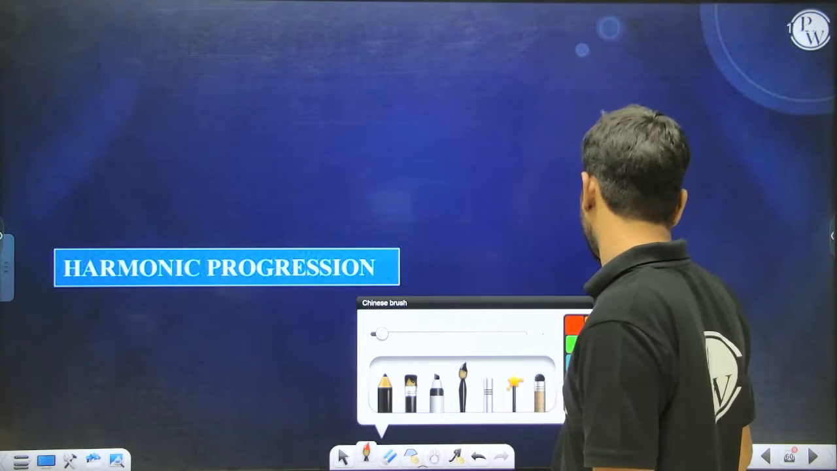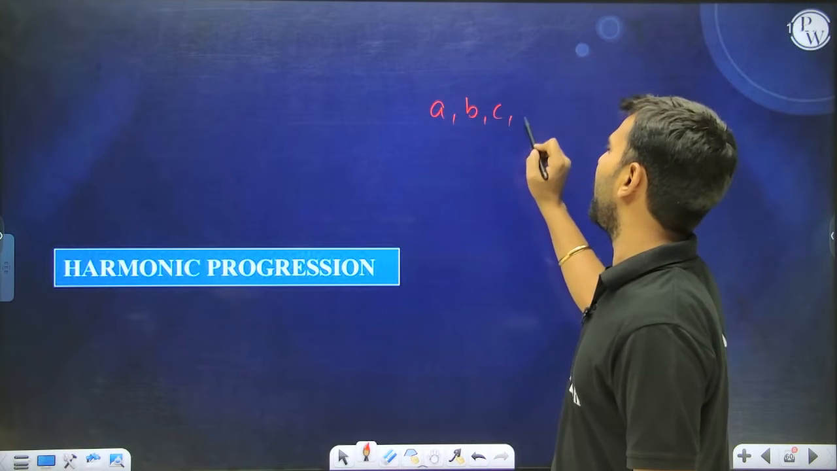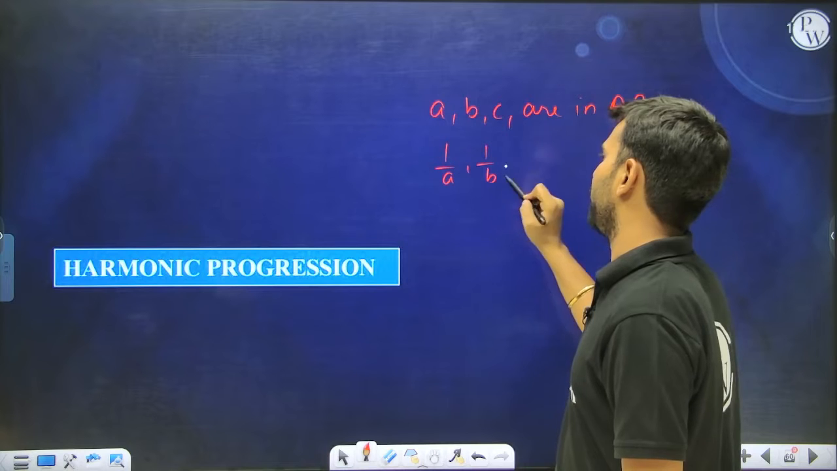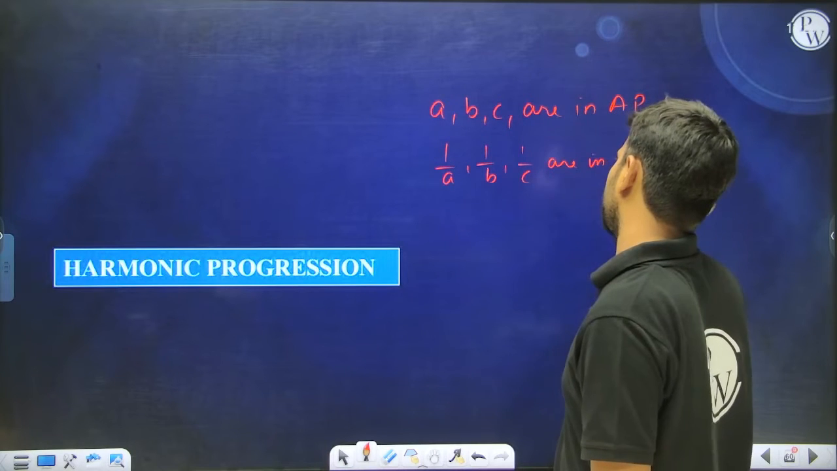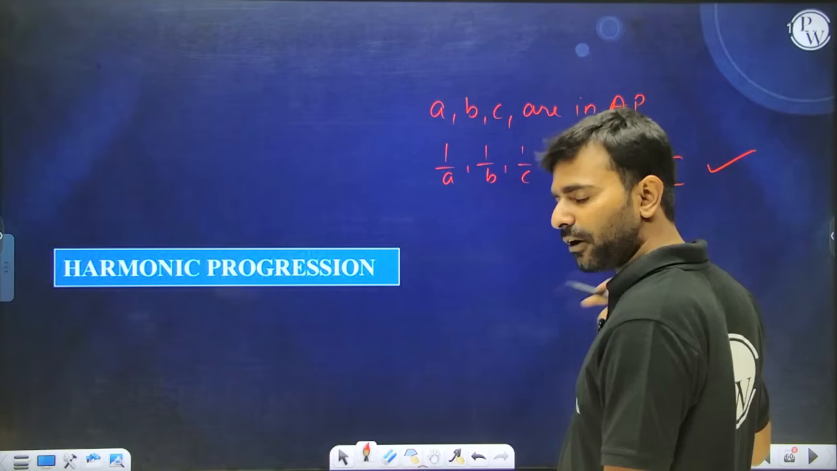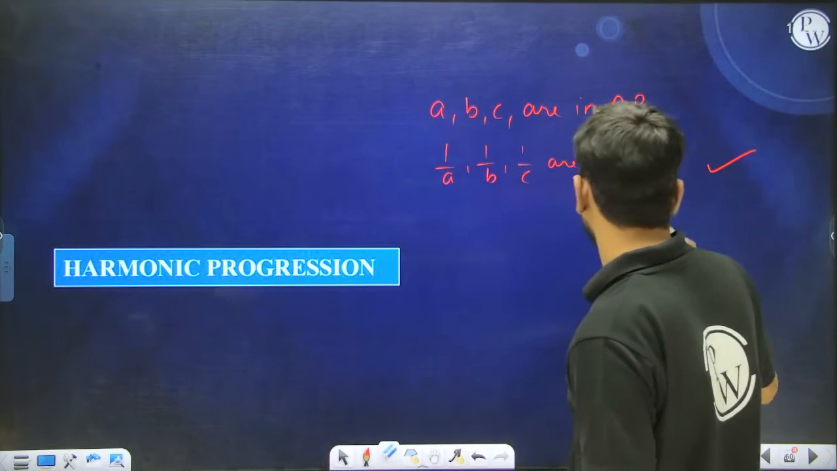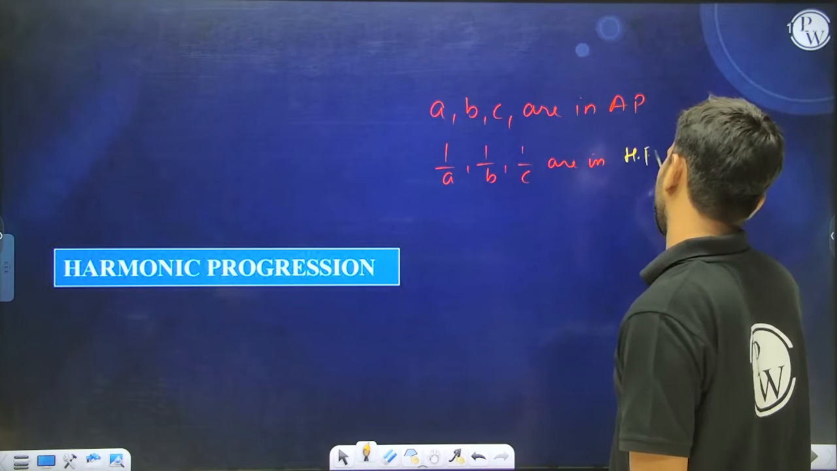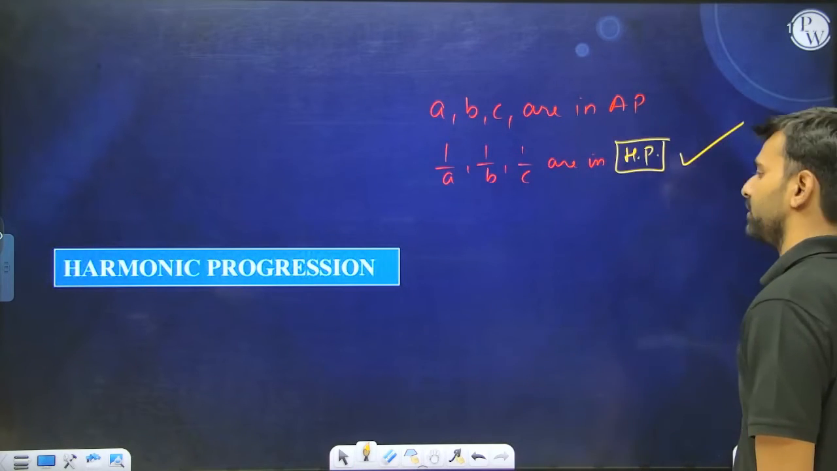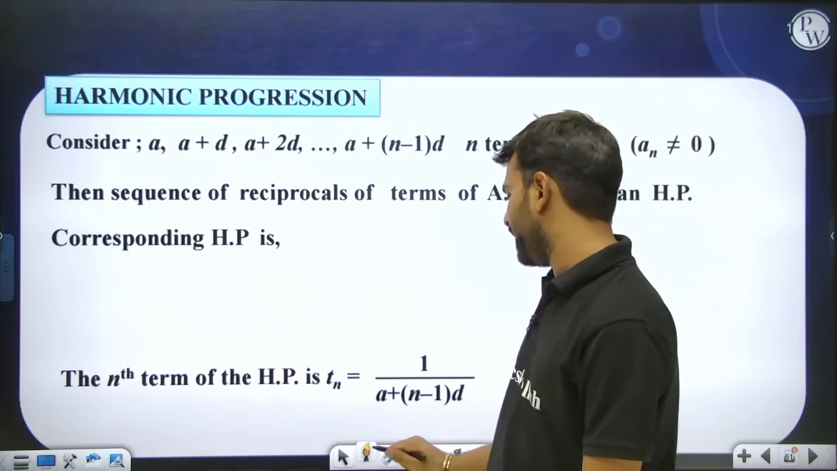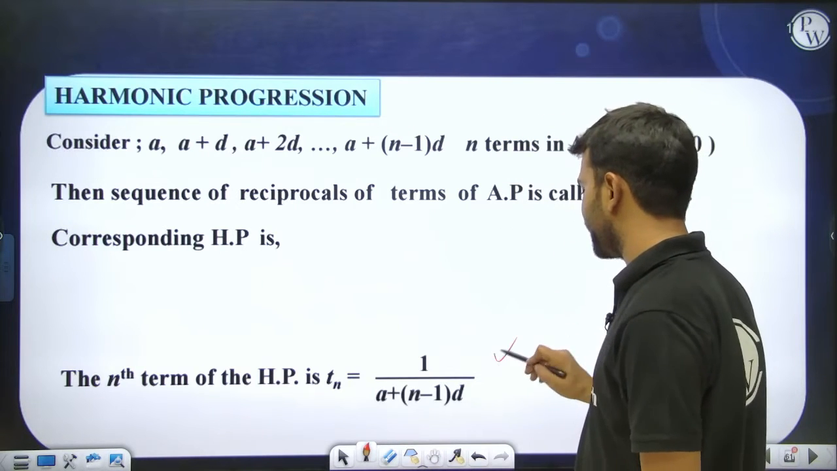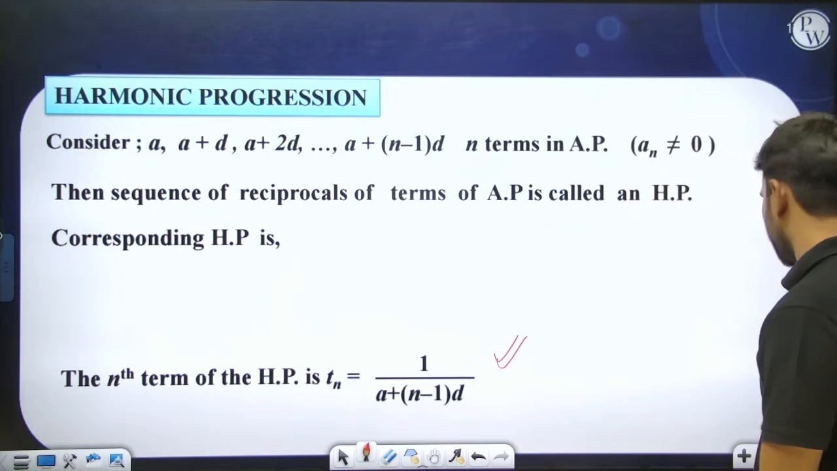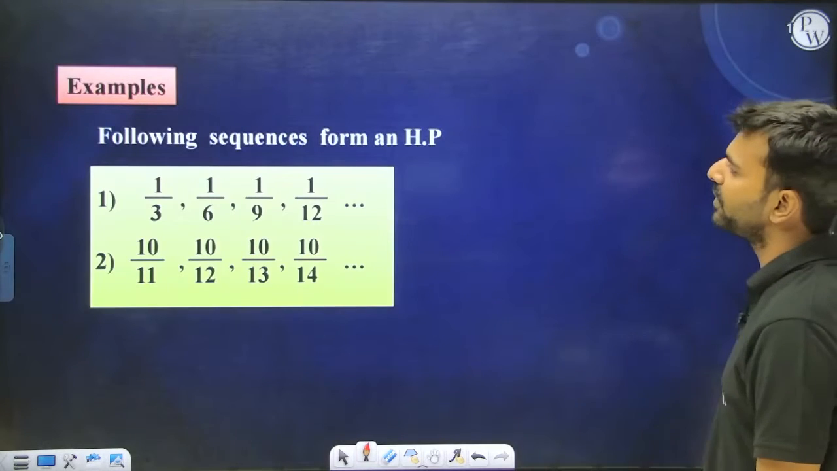Harmonic progression, let me tell you the concept. If A, B, C are in AP given to you, then the reciprocals 1 by A, 1 by B, 1 by C are in HP. That's it. And if the opposite is given, let's say A, B, C are in HP, then their reciprocals, that is 1 by A, 1 by B, 1 by C, are going to be in an AP. That's it. So the nth term of the HP can be written as 1 by the nth term of the AP, that is 1 by A plus n minus 1 into D. There is no formula for summation of n terms of harmonic progression.